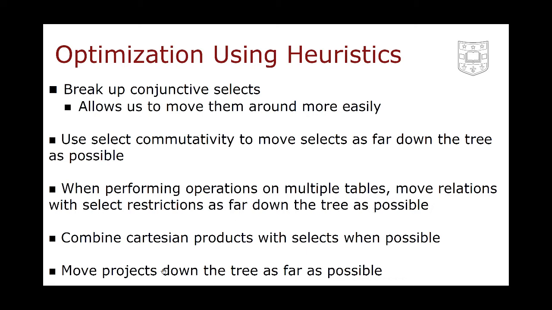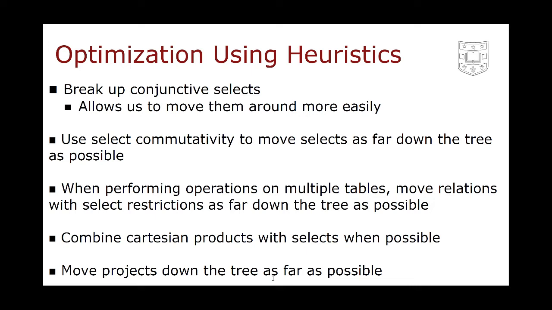Last but certainly not least, the last rule of the heuristic says move project operations as far down the tree as possible. Now this is similar to what we saw here, to move selects as far down the tree as possible. The fact that this is last, though, kind of tells you something about projects versus selects in terms of their effect on performance. Which one's going to have a larger effect on performance? Select operations or project operations?